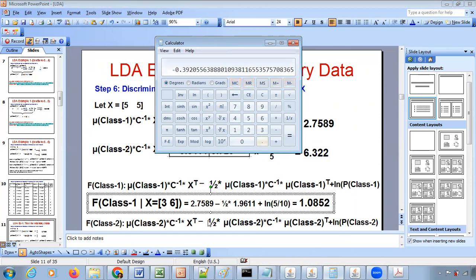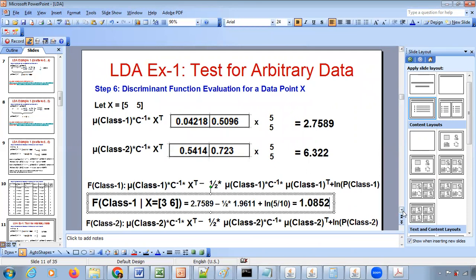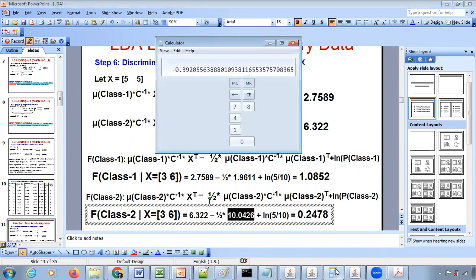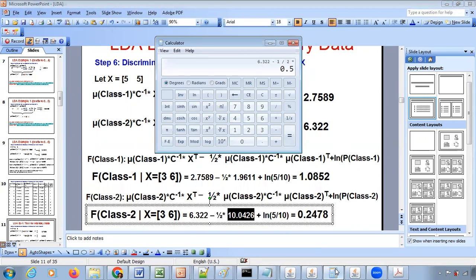Okay, and for the second one, that's going to be the 6.322 minus half times the value we got for the entire class 2, plus log of 5 over 10. So everything else remains the same. Minus half times 10.0426 plus log of 5 over 10. So you get 0.6076.